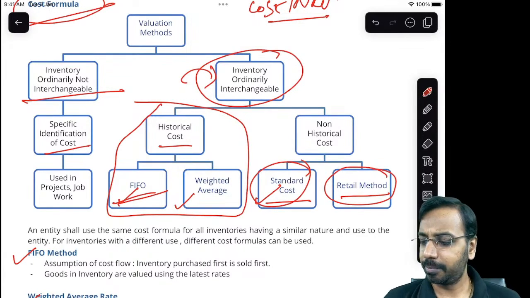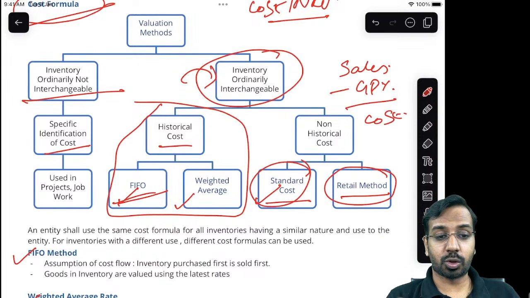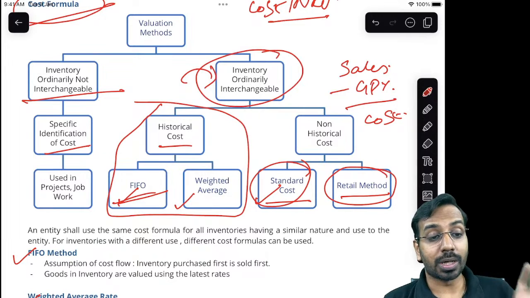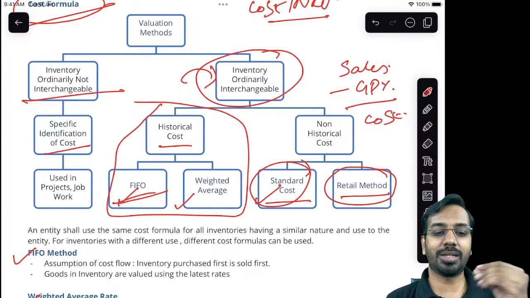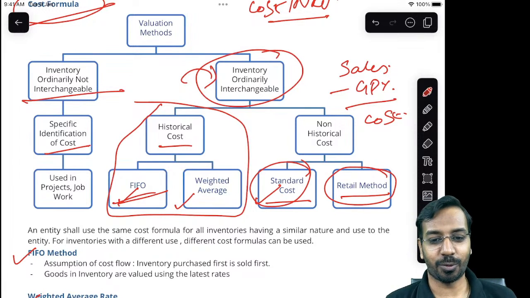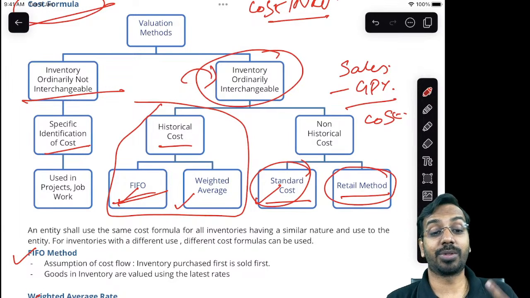Retail method is more like my sales price minus the gross profit percentage will give me the cost. So if you look at large departmental stores, they will say, okay, the total selling price of all the inventory is 1 lakh. Profit margin is 20,000. So the cost should be 80,000, because small items, biscuits, chocolates and all of that, if you start doing one by one valuation, it becomes really difficult.